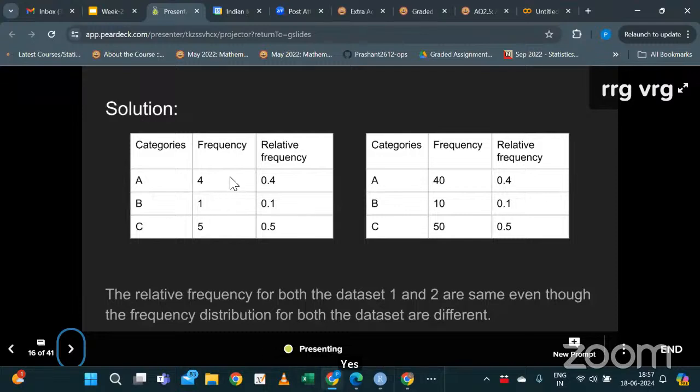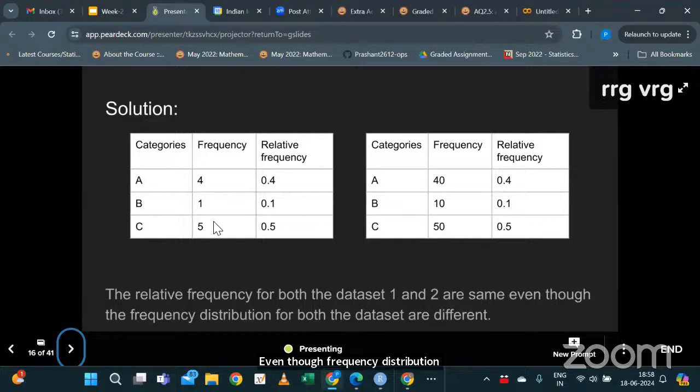So for the first data set, what is the total? Total is 10. So 4 divided by 10 becomes 0.4. Similarly, 1 divided by 10 is 0.1, then 0.5. And in the next data set, the total is 100, right? And again, we'll get the same relative frequency: 40 divided by 100, 10 divided by 100, 50 divided by 100, right? So for both data sets, you can see the relative frequencies are the same, even though the frequency distributions were different.